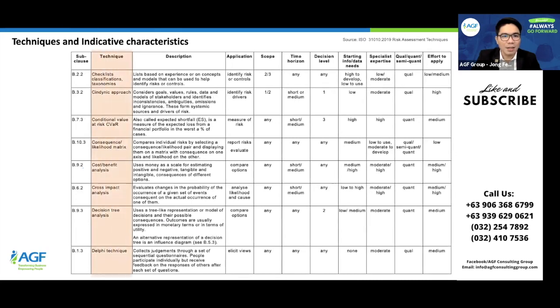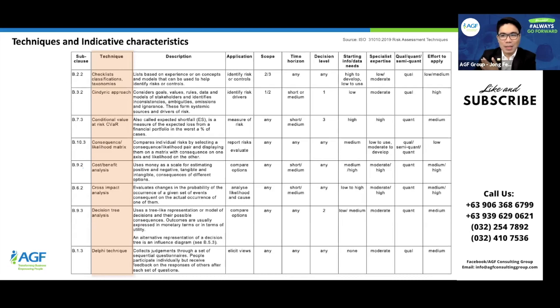Look at this. Look at that. So from checklist down to the Delphi technique. Maybe some of these you're already using, others are quite new for you. So let me know, which of these techniques are you already using in your respective QMS? Please feel free to write in your group chat. I'd like to know. Which of these techniques have you already been using in your QMS or EMS or your ISMS? Or maybe you haven't used any of these at all.